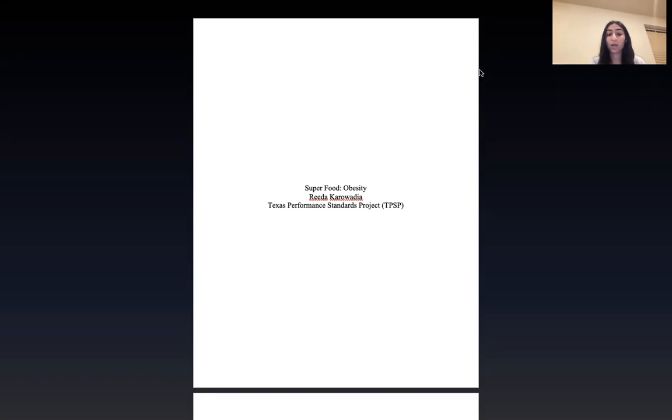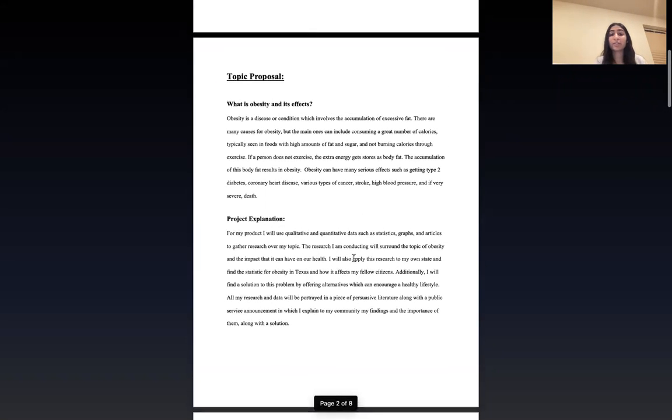My TPSP project was over superfood, and the topic I chose was obesity. As the first part of my project, I did a topic proposal in which I explained what obesity was as well as its effects. The second part of my topic proposal was my outline and project explanation, in which I explained how I use qualitative and quantitative data to gather research over my topic.